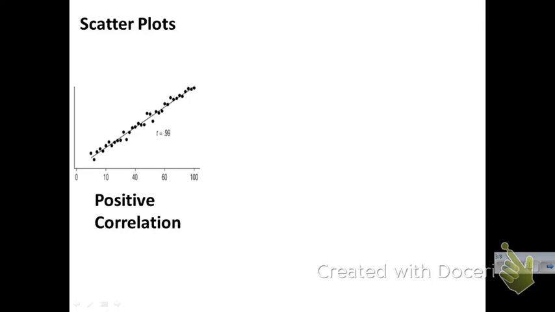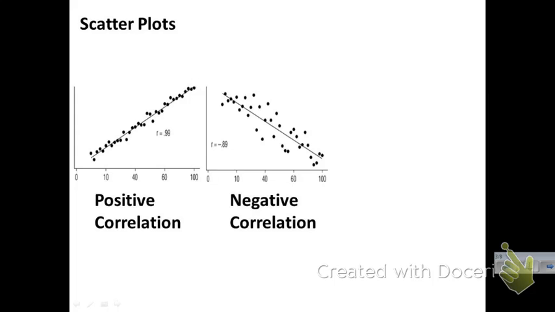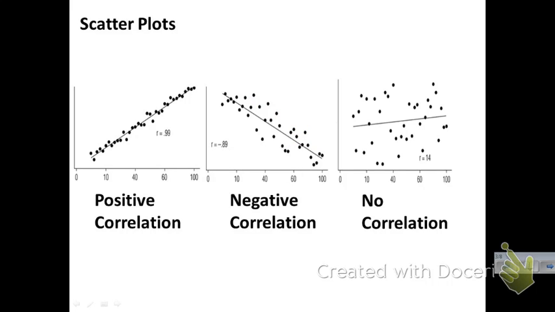Scatter plots. Our first type of scatter plot is a positive correlation. You can see that it's increasing. The next one is a negative correlation. We can see that it's decreasing there. And then no correlation. We can't really tell what kind of information is going on with our data.